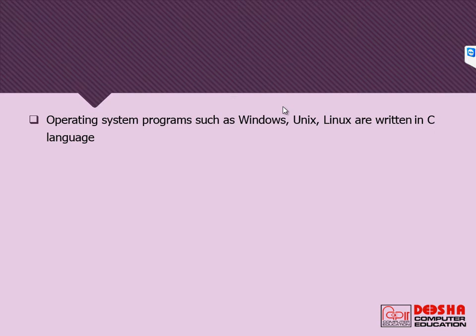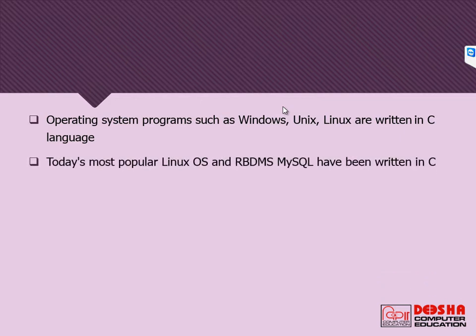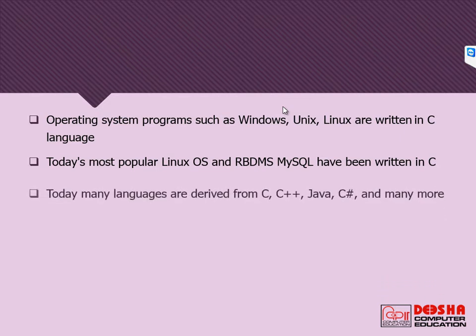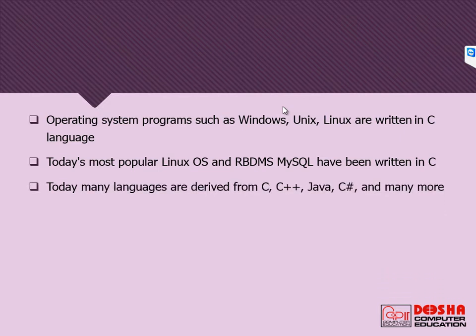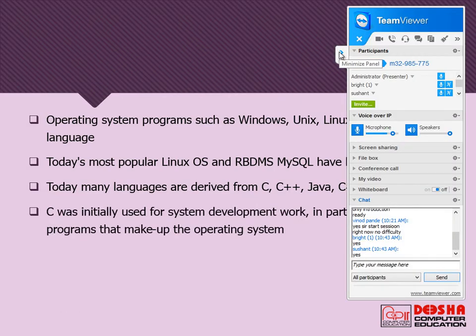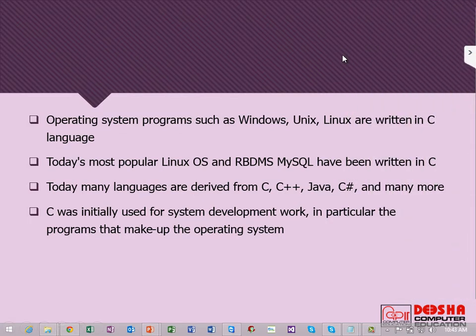Not only Unix, but Windows and Linux operating systems are also written using C and C++. Even today's most popular Linux OS and the RDBMS MySQL software are written using C language. Most importantly, many languages like C++, Java, C Sharp and many more are derived from C. They have the same syntax as C, which makes it much easier to learn these further languages. Here we are talking about the benefits of C.